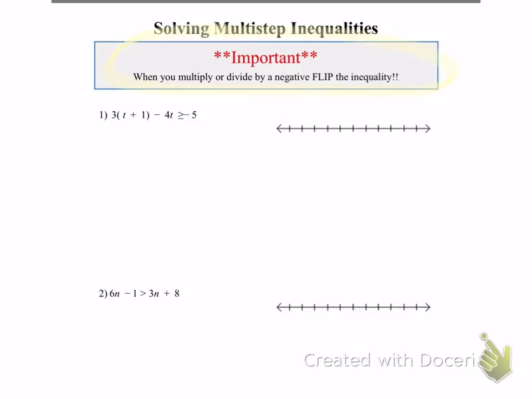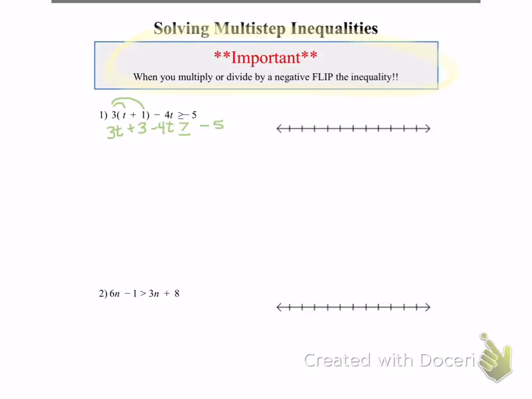Well, as you can see, we've got a 3 and then some parentheses, so you know that means distribute. And that's what multi-step kind of includes. It includes the distributing, combining like terms, variables on both sides. It has it all. So let's go ahead and solve it. We distribute that 3. So we've got 3t plus 3, then minus 4t is greater than or equal to negative 5.